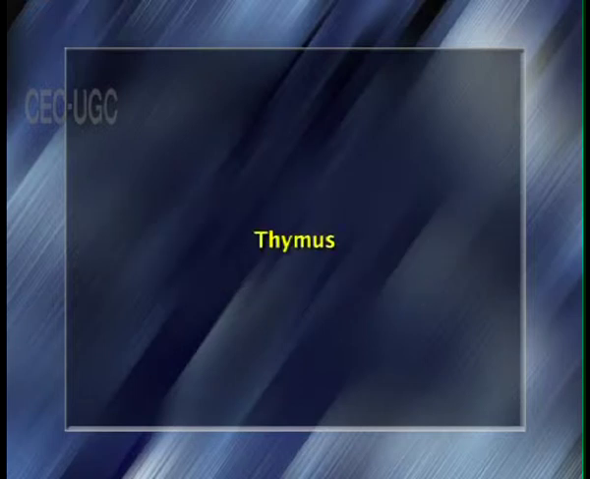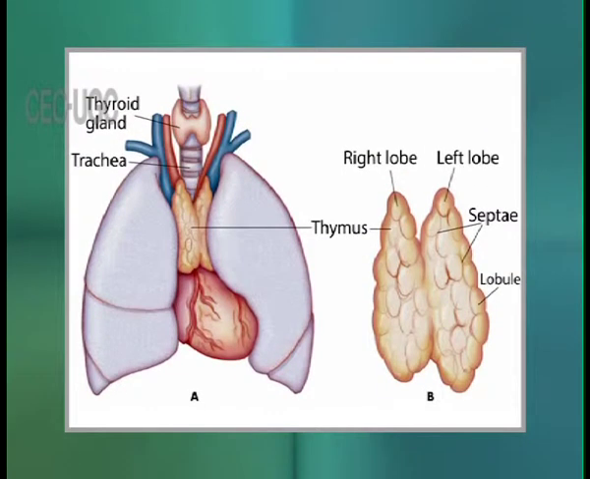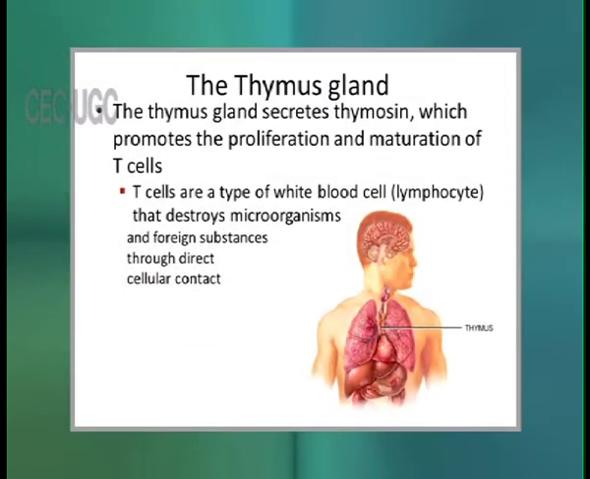Then the thymus. The thymus is a soft triangular-shaped organ located across the trachea and bronchi, posterior to the sternum. The thymus produces a hormone called thymosin that helps to train and develop T lymphocytes during fetal development and childhood. The T lymphocytes produced in the thymus go on to protect the body from pathogens throughout a person's entire life.